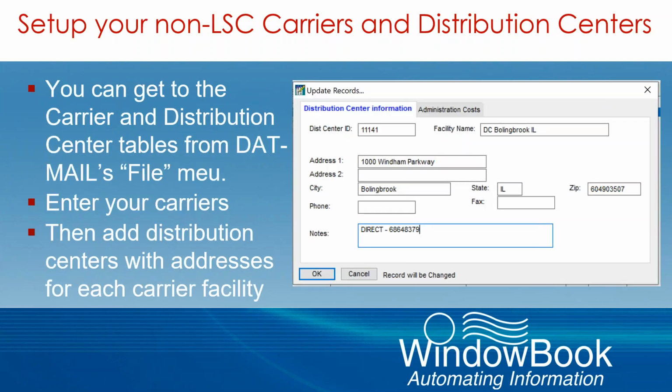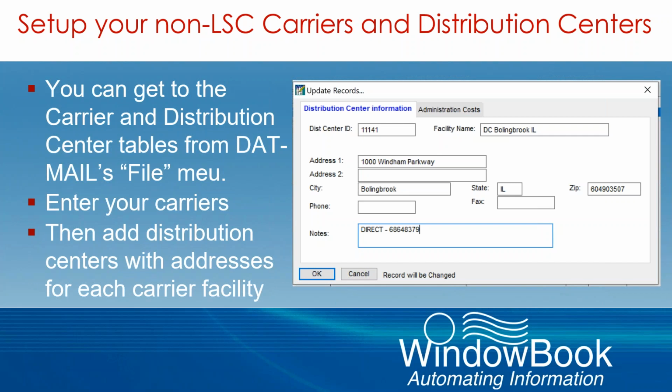Okay, so then the next step would be to add your carriers. At this time, you don't have to enter the data exchange information. As we add interfaces for other carriers, you can come back and add the information that's necessary.